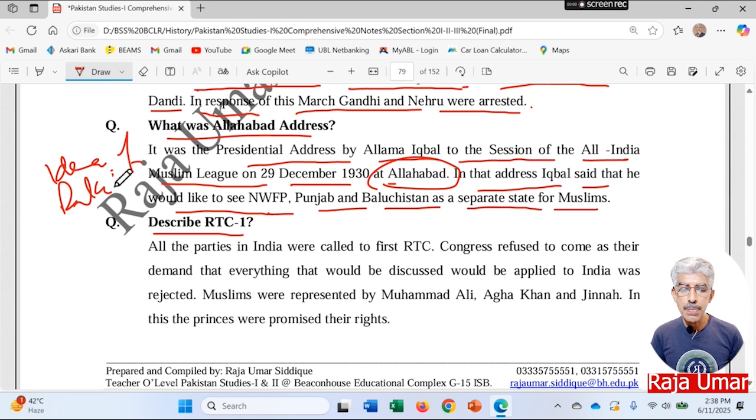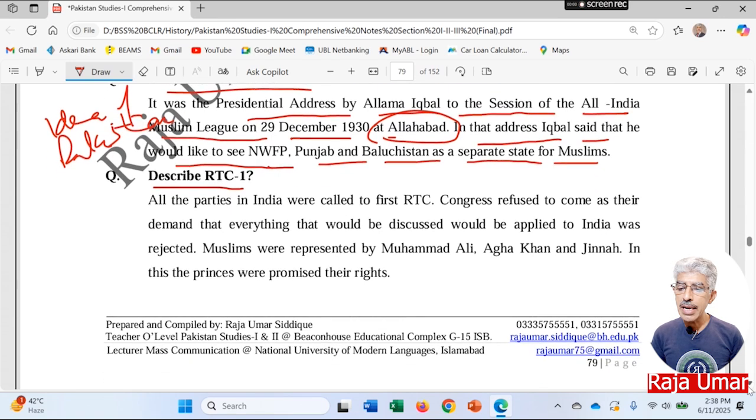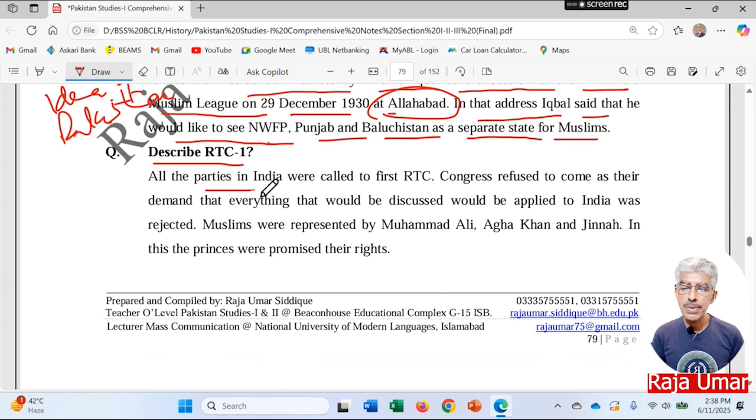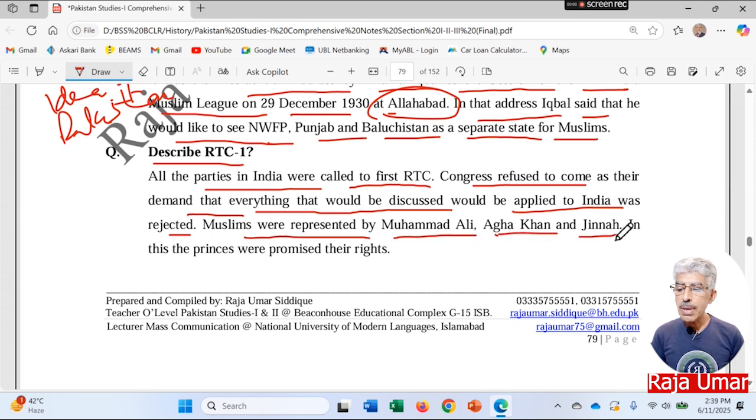Then describe Roundtable Conference 1. All the parties in India were called to the first Roundtable Conference. Congress refused to come as their demand that everything that would be discussed would be applied to India was rejected. Muslims were represented by Muhammad Ali Johar, Sir Aga Khan and Mr. Jinnah. In this, the princes were promised their rights as well, but it was a failure as Congress was not there in that conference.